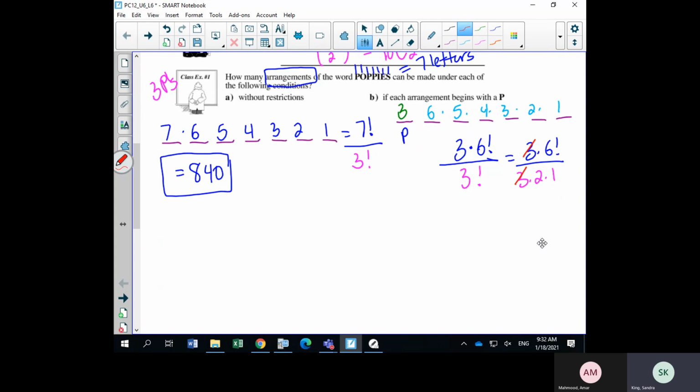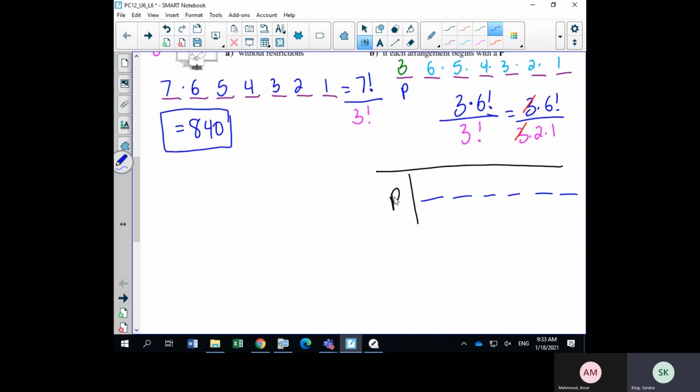How your book does it is as follows. I'm just going to draw a line here. Your book says it has to start with a P, so they kind of take that out of the pool. Then your book says there would be 6 letters left over, which is correct. If you start with a P and take it out of the pool, then they did 6 here. So if that P is out of the pool, there were 6 remaining letters up here. So they did 6, 5, 4, 3, 2, 1, and they got 6 factorial.